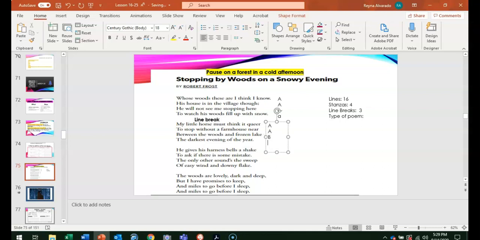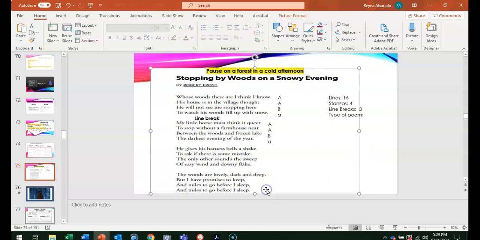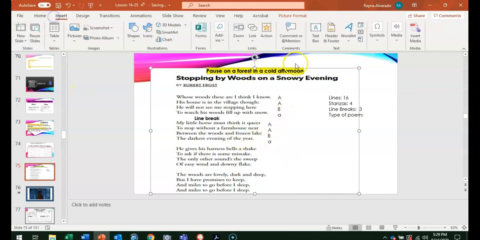What about year? Year and queer. Do they rhyme? Yes. So what letter would that be? Letter A. So I already see a pattern, boys and girls, of A, B, A, B, A. So let's go to stanza 3.